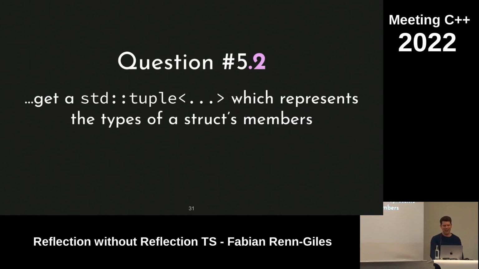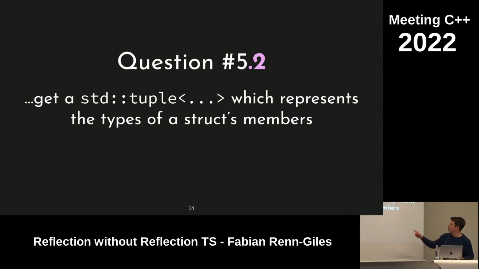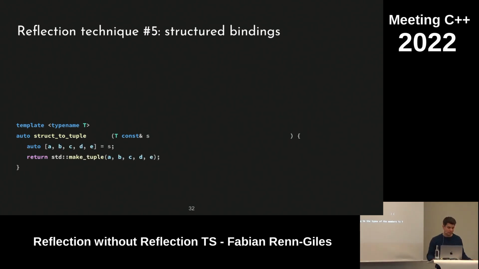Okay, so let me just rephrase this question to make it a bit more clear. We want to get the types of a struct's members. Let's just say we want to convert a struct to a std::tuple, where the elements of the tuple are the member types of the struct. It just makes it a bit easier in the slides that are going to follow. So we want to create a struct to tuple function. It takes a struct S, and then it spits out a std::tuple where each element corresponds to the member type of that struct. And the magic thing we're going to use is structured bindings.